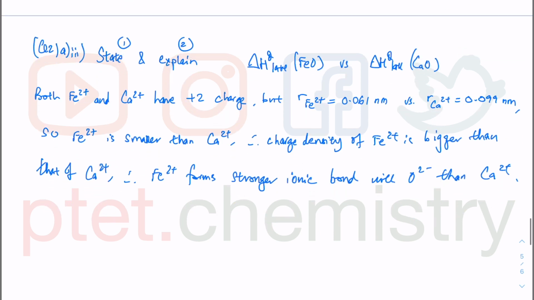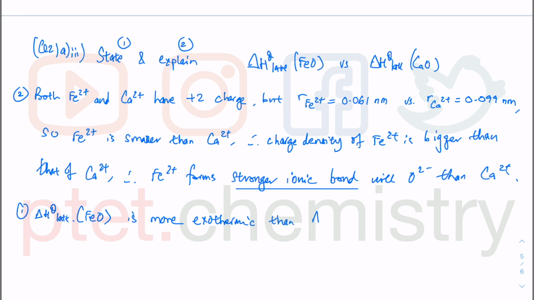Because you are forming stronger ionic bond, you can be thinking about the lattice energy. So the lattice energy, meaning you're forming the lattice energy of FeO, is more exothermic because you're forming stronger ionic bond. So it's more exothermic lattice energy than the lattice energy for calcium oxide. For that particular reason, about same charge but different ionic radius there.